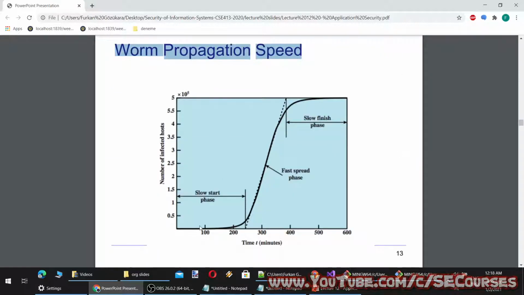Worm propagation speed. You see slow start phase, then it starts into the fast spread phase, then slow finish phase. Number of infected hosts, you see it is 10-fold.